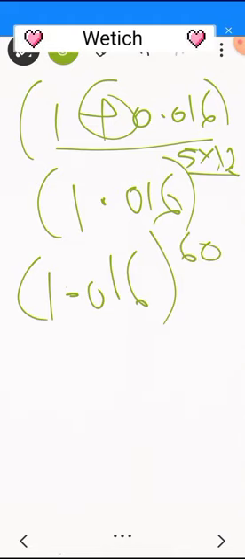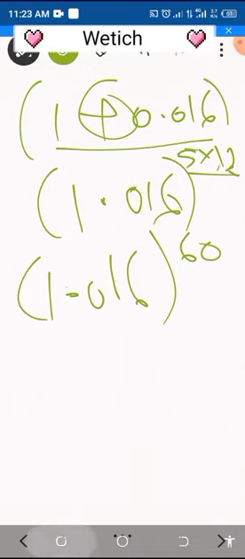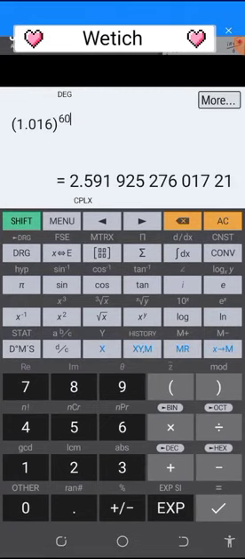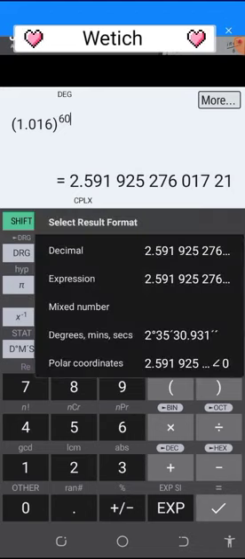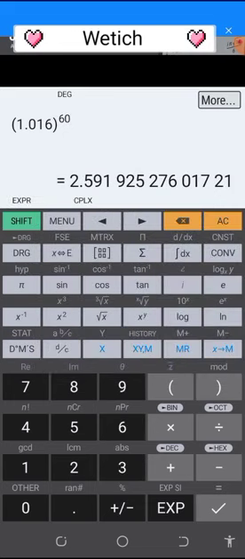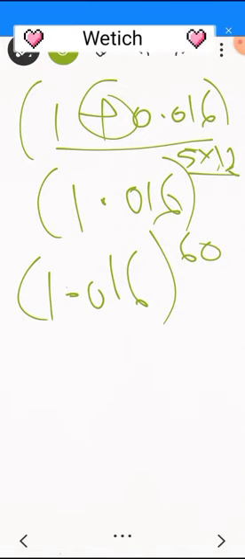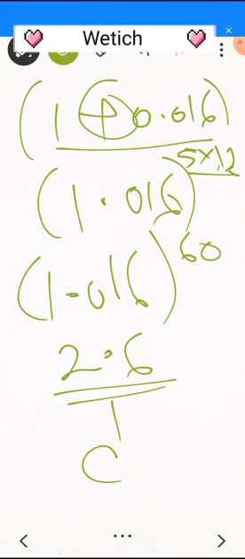So let's go back to our calculator. 1.016 raised to the power of 60 gives 2.5. Now, we're going to make it 1 decimal place, so we have 2.6. This value is our compounding factor. We have gotten our compounding factor.